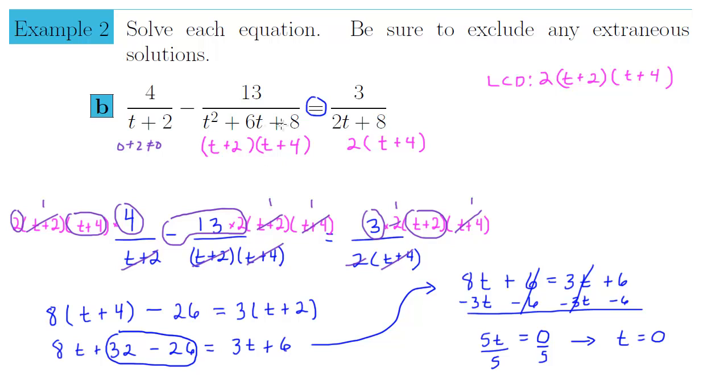If you plug 0 in here, 0 squared plus 6 times 0 plus 8 is not 0, right? Because this 8 will be left over. And if you plug 0 into the last denominator, 2 times 0 plus 8 is not 0. Okay? So this is a perfectly good solution because it does not make any of the denominators 0.